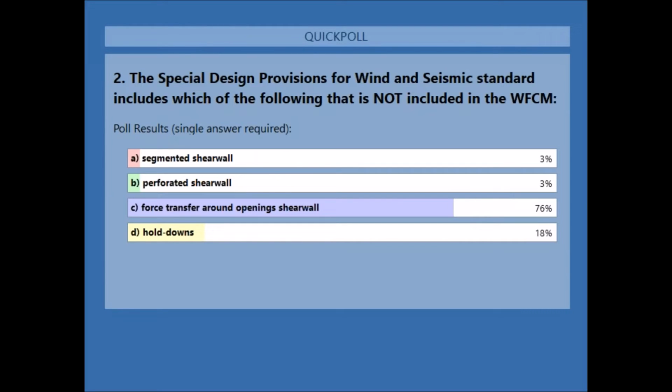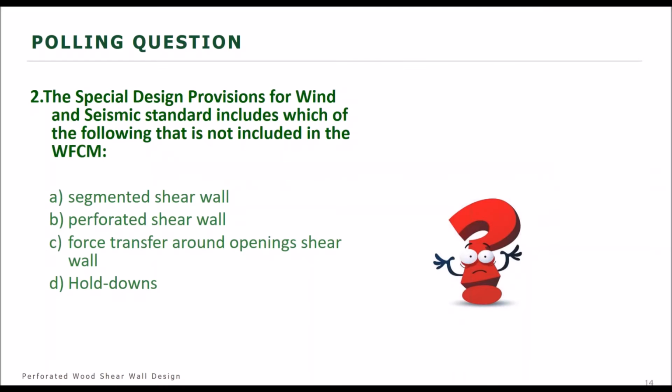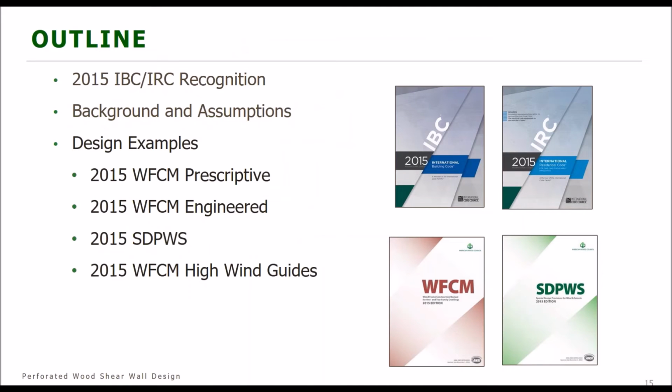And let's see, 76% say force transfer around openings shear wall. And excellent. That is the correct answer. So the special design provisions for wind and seismic offer that FTAO design option that you can't do with the WFCM. So good for you guys. All right, so next let's talk about some of the background and some of the assumptions in our designs.